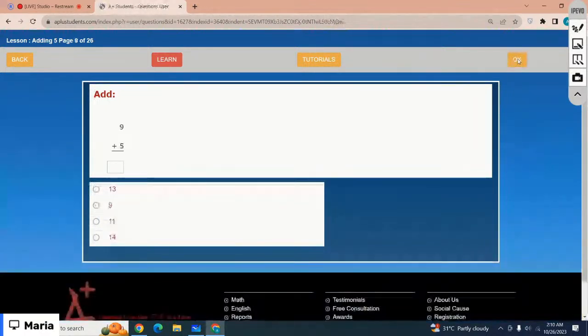Okay, the next one is 9 plus 5. Which is the correct option? You can use your notebooks to add and write the answer in the chat box, right? 9 plus 5 makes, the correct option is 14. Very good. 9 plus 5 makes 14.